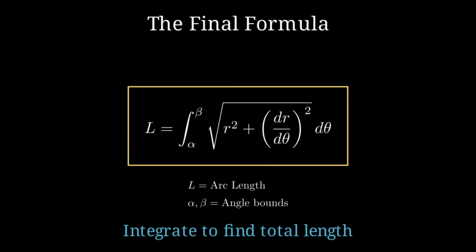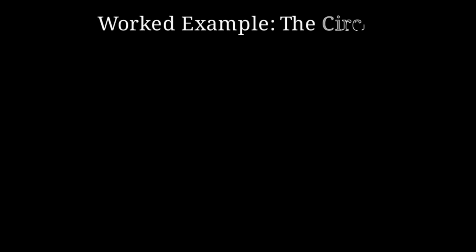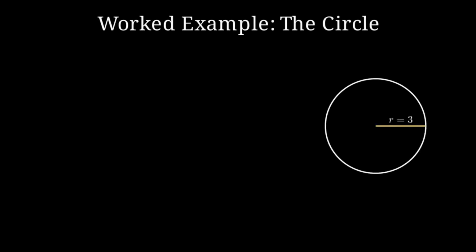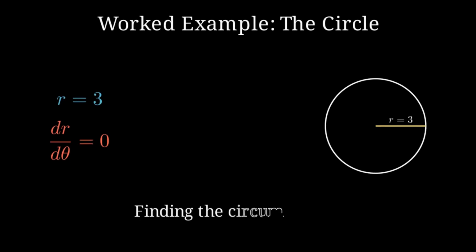Let's test this formula on a simple circle with radius 3. Since the radius is constant, the derivative of r with respect to theta is 0. Our formula should simplify to the standard geometric formula for circumference that we already know and trust.